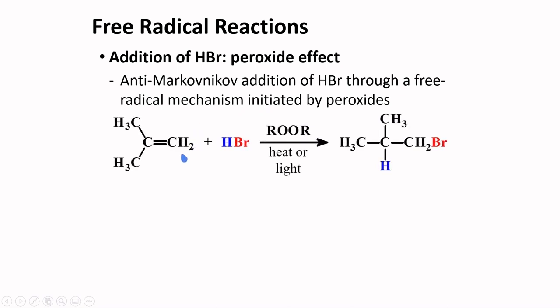Typically, when exposed to air, alkenes readily form peroxides, and this impurity can cause a reversal of the regioselectivity of its reaction with HBr. The product is anti-Markovnikov. Bromine is added to the carbon with more hydrogens. How does this occur?